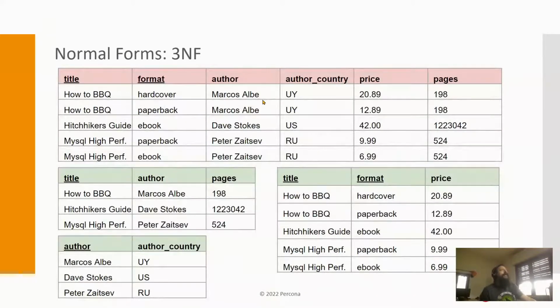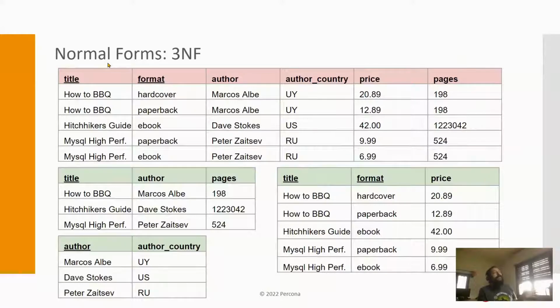So here, again, we have a books table that is very badly designed. We will see in a second. I wrote a bit about how to barbecue, Dave wrote a Hitchhiker's Guide, and Peter wrote the MySQL High Performance book. I have title and format as my primary key, because I could have my How to Barbecue book in hardcover and paperback. So to uniquely identify, I resorted to creating a composite key here.